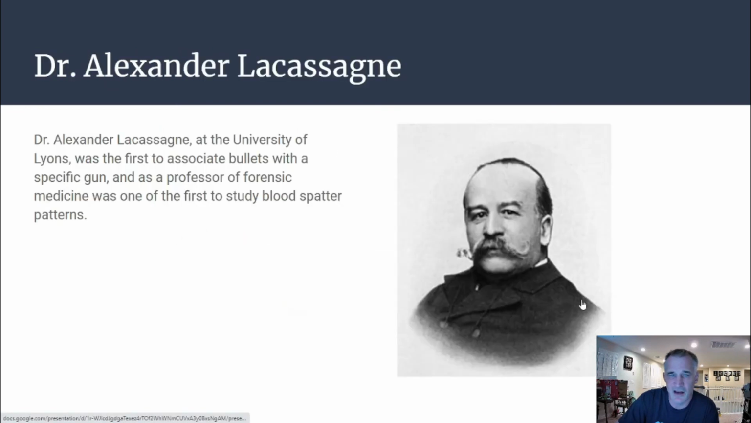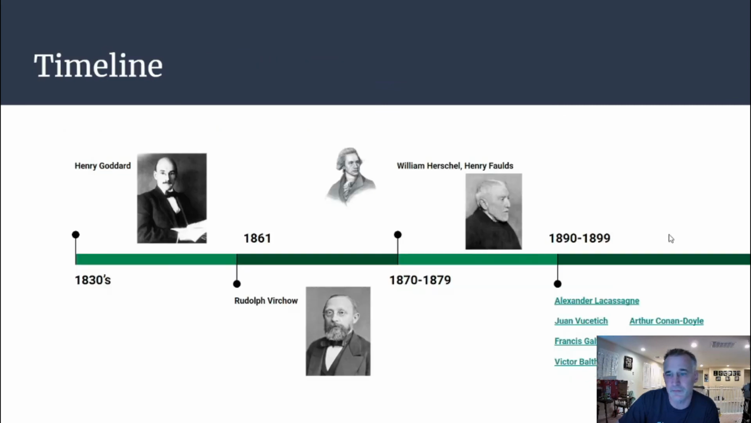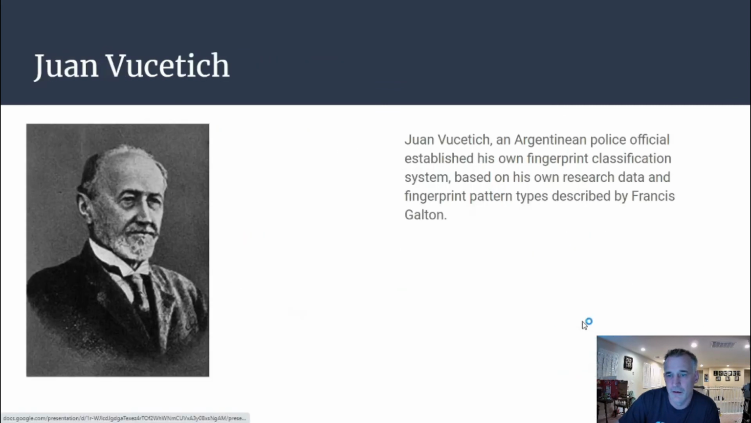You have Lessard. He was at the University of Lyons. He was the first to associate bullets with a specific gun. So he was one of the individuals that got ballistics started. And as a professor of forensic medicine, he was also one of the first to study blood spatter patterns. Jessrich is an Argentinian police official who established his own fingerprint classification system, so going back to fingerprinting.